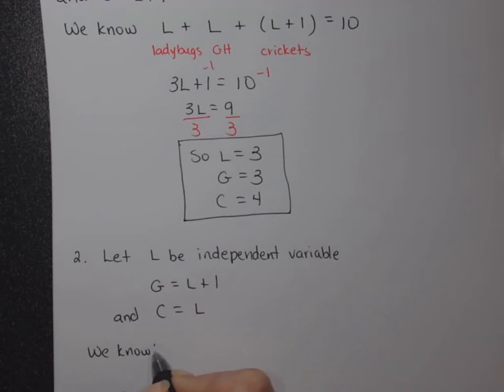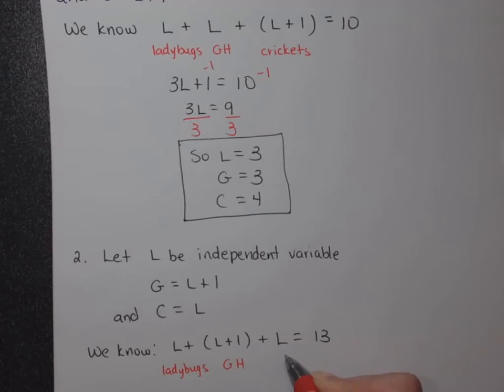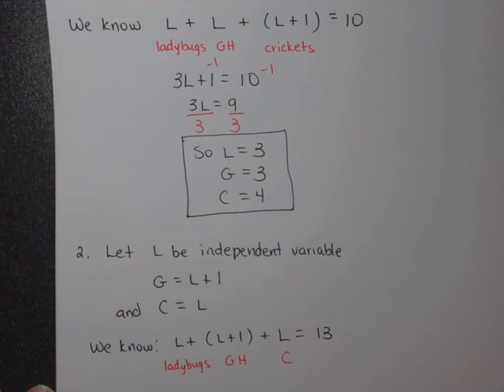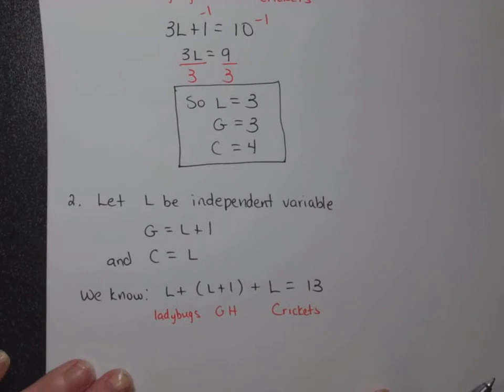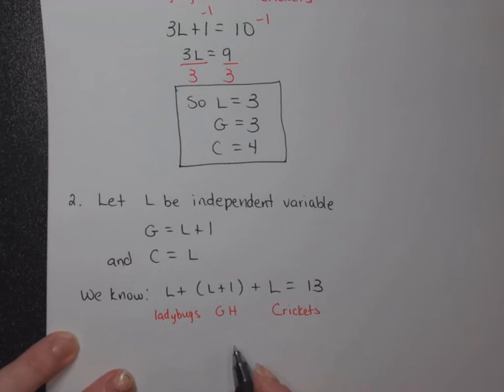And we know that L plus 1 plus L is going to be 13 this time. So again, this is ladybugs. When you do your homework on this, I'd just like you to be consistent. And what I mean by that is, you know, put them in a similar order. So I went ladybugs, grasshoppers, crickets, because that's how the worksheet is laid out. And so try to do something similar.